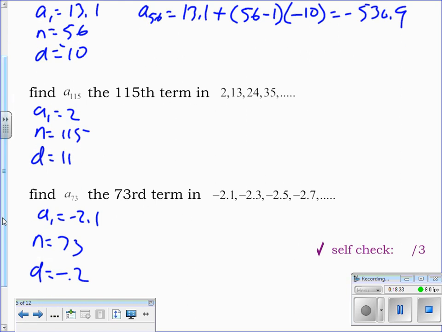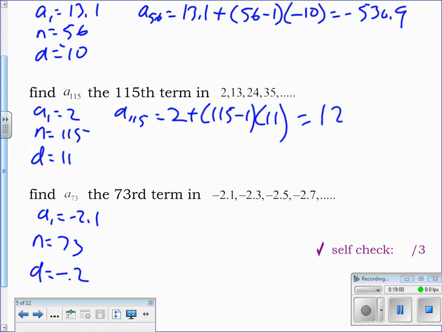Okay. So the next one, I'm looking for the 115th term. The first term is 2. N is 115. So I have 115 minus 1 times 11. Well, I'm not doing this one in my head. What'd you get? 1,256. 1,256. I see a couple of nods.